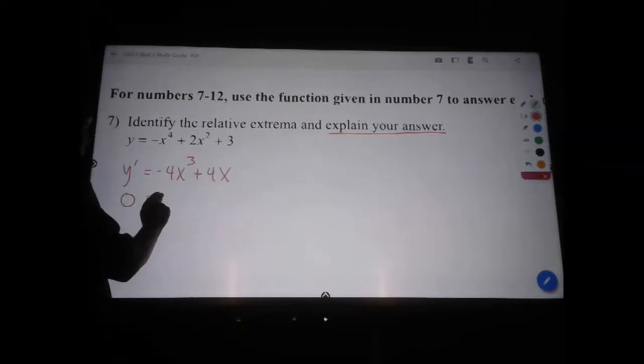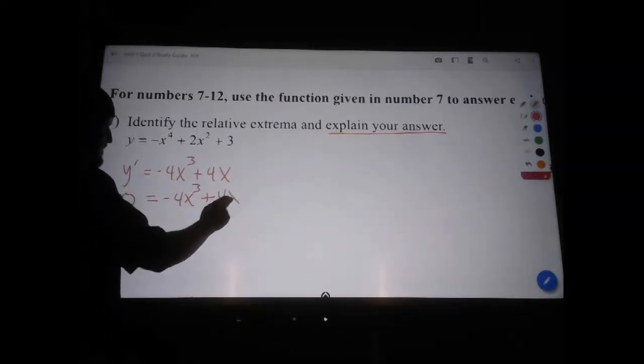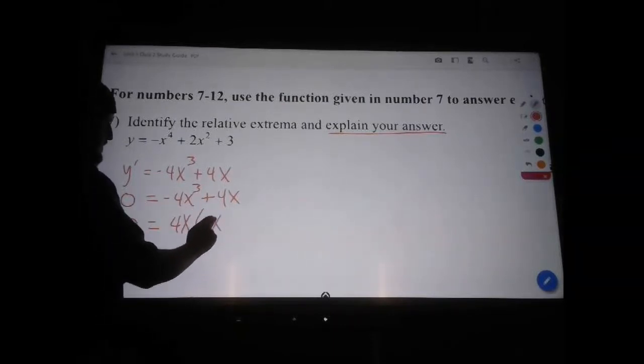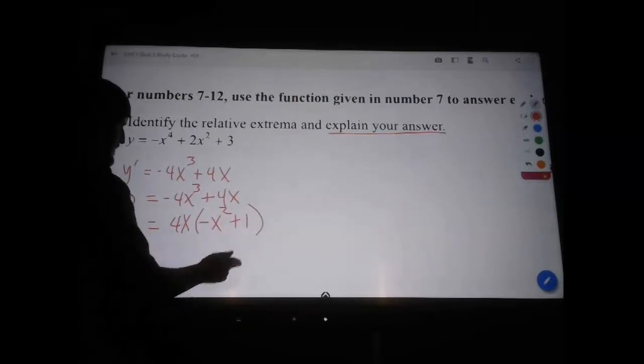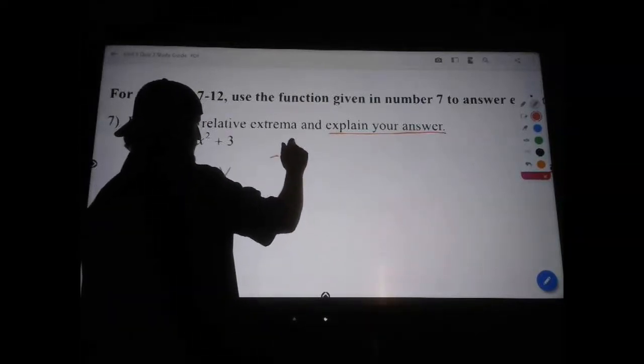Set it equal to 0. And we're going to factor to solve. Setting this one equal to 0, we get 0. Setting this one equal to 0 is kind of interesting. I'll show my work here.